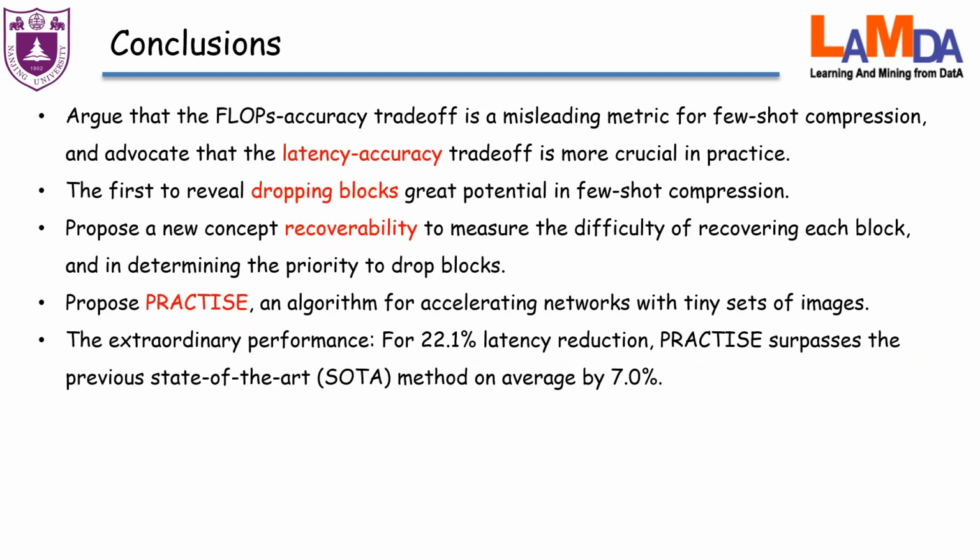At last, we make conclusions. In this paper, we argue that the FLOPs-accuracy trade-off is a misleading metric for few-shot compression and advocate that the latency-accuracy trade-off is more crucial in practice. We are also the first to reveal dropping blocks' great potential in few-shot compression. We propose a new concept, recoverability, to measure the difficulty of recovering each block, and in determining the priority to drop blocks. Then, we propose PRACTISE, an algorithm for accelerating networks with tiny sets of images. Finally, our PRACTISE achieves extraordinary performance.